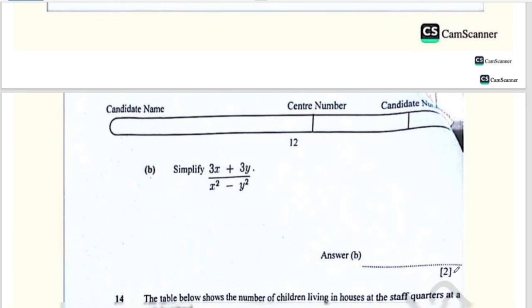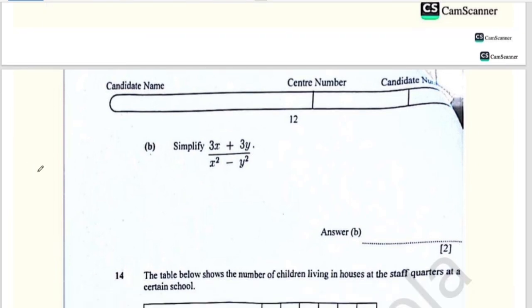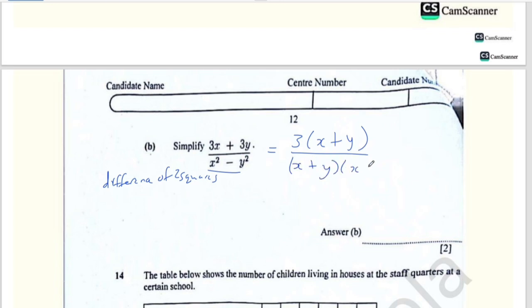Next, we move on to part B, which says simplify 3x plus 3y divided by x squared minus y squared. This is, again, an interesting one. We factor out the 3: 3 bracket x plus y, divided by x squared minus y squared, which is, again, another difference of 2 squares. So it means that we are simply going to have x plus y bracket x minus y. Now, you can tell that there's some commonality. There's x plus y in the numerator and denominator. You cross it out, and you're going to remain with 3 over x minus y.